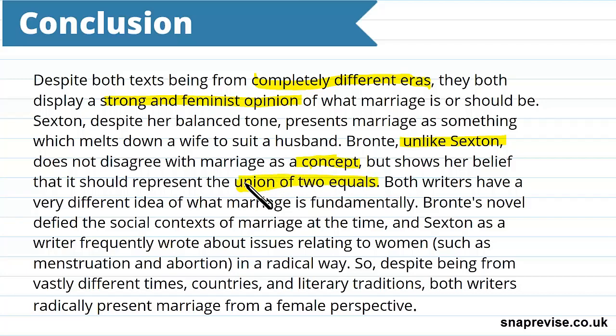Both writers have a very different idea of what marriage is fundamentally. Bronte's novel defied the social context of marriage at the time, and Sexton as a writer frequently wrote about issues relating to women, such as menstruation and abortion, in a radical way. So, despite being from vastly different times, countries and literary traditions, both writers radically present marriage from a female perspective.